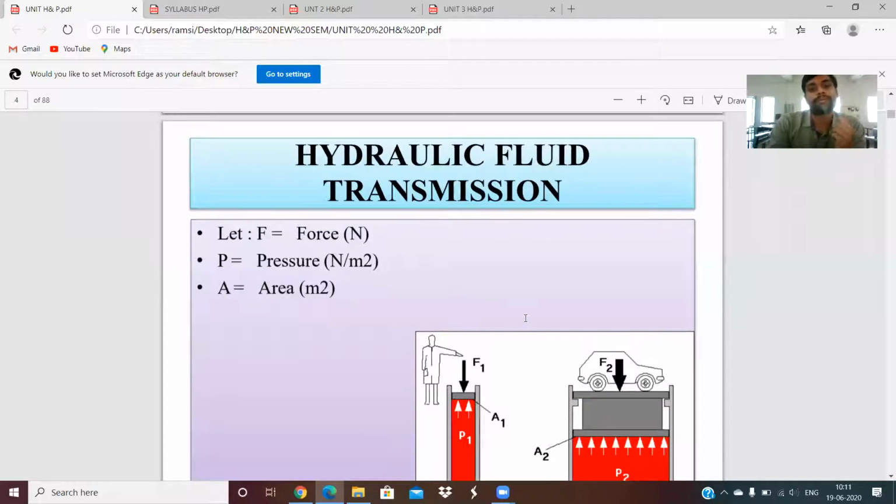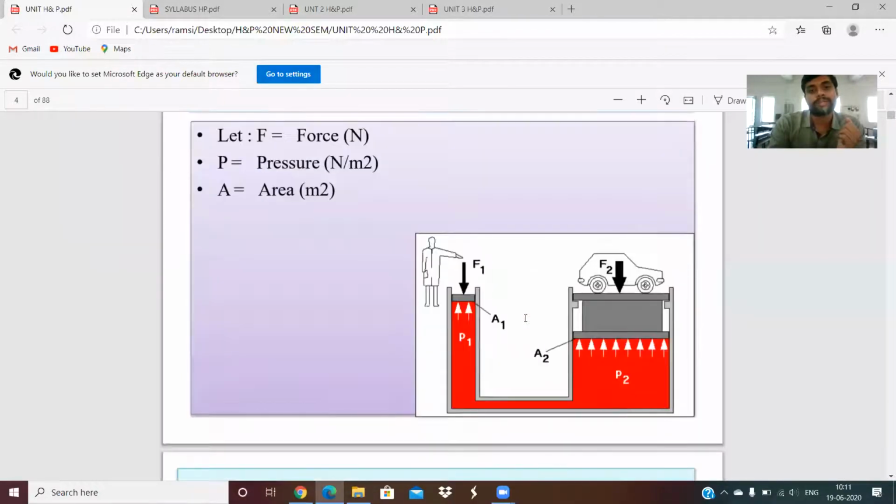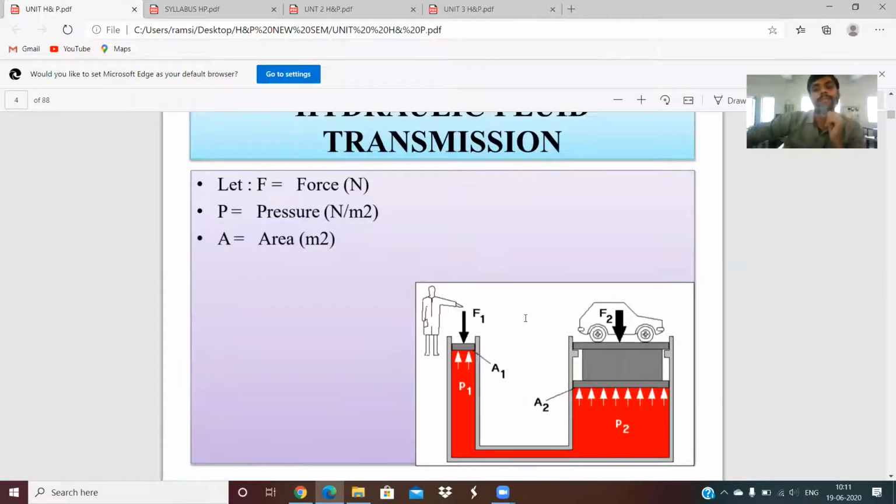So here is the hydraulic fluid transmission. You can see on your screen a hydraulic jack used to lift a car. F1 is the force on one arm and F2 is the force on the other arm. A1 and A2 are the areas and P1 and P2 are the pressures. You know the law of fluids: F1 into A1 is equal to F2 into A2.